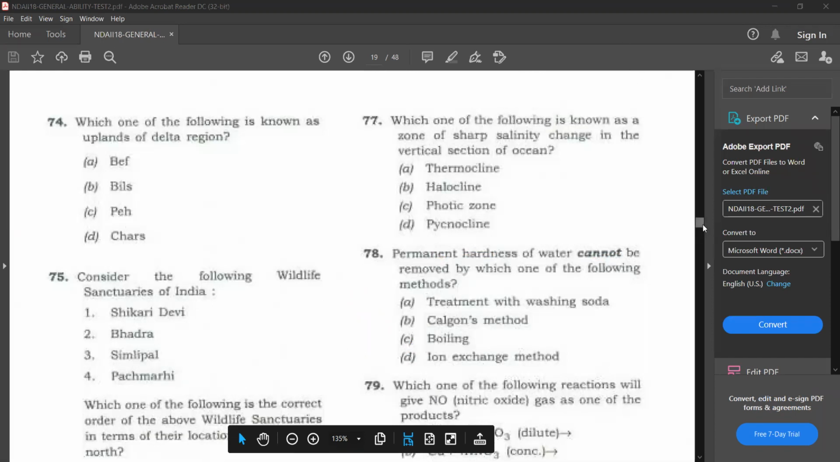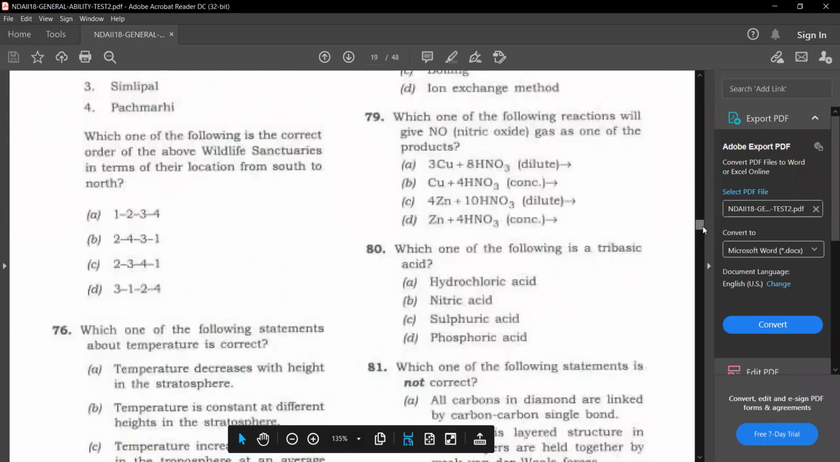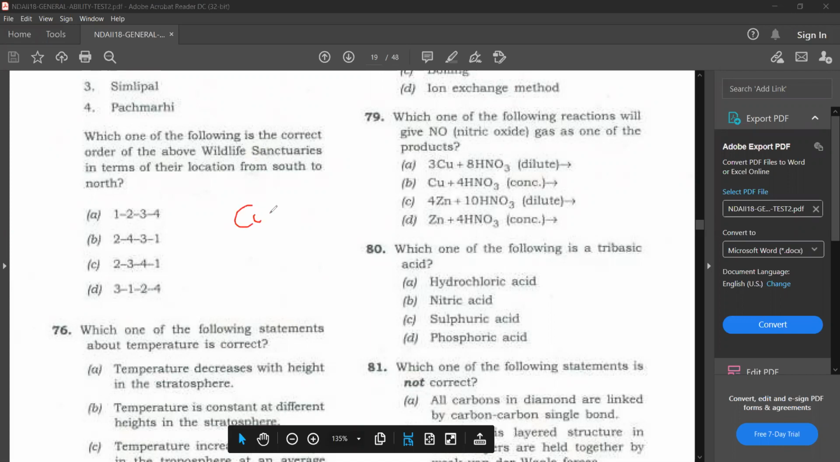Next question. Which one of the following reactions will give NO gas as one of the products? See the first reaction, copper plus HNO3. I'm writing the equation. Copper plus HNO3 gives copper nitrate plus NO plus H2O.